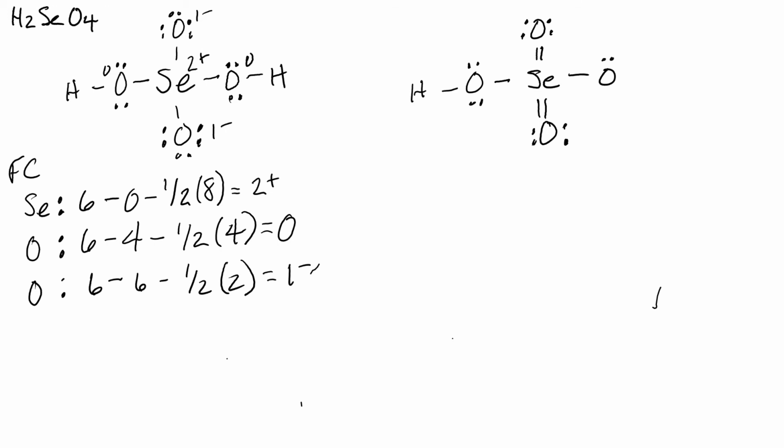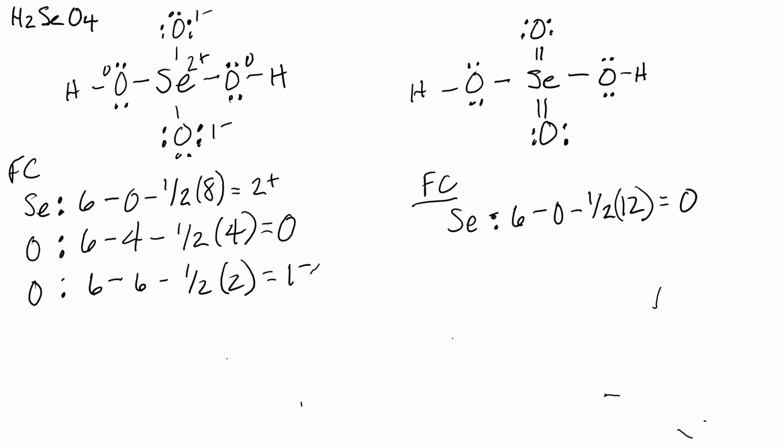And this is what that structure looks like. Now let's calculate the formal charge for selenium and oxygen again. So formal charge for selenium now: 6 valence electrons, 0 non-bonding electrons, minus 1/2 times 12 gives us a 0 formal charge for selenium.